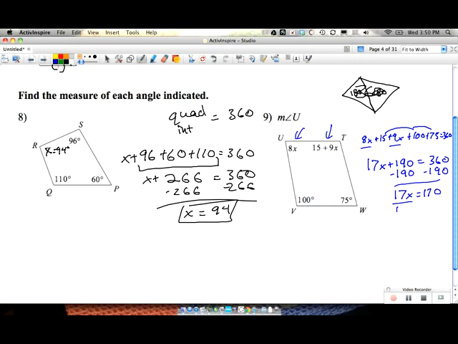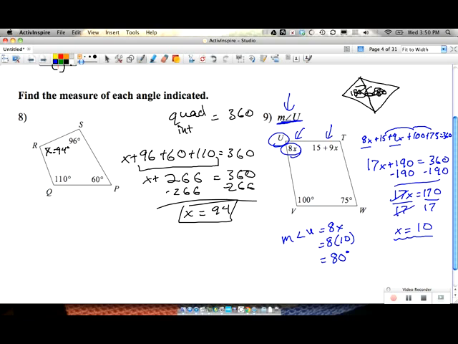Now that's helpful. That's really helpful. I'm nearly there. But what I really need to focus on is the actual measure that they're asking me to find, and that's the measure of angle u. So I need to use 8x. Measure of angle u is equal to 8x. Therefore, that's equal to 8 times 10, or 80 degrees. And that makes sense. This looks like an 80-degree angle. Almost 90, but not quite. So that would have been our final answer for that one.